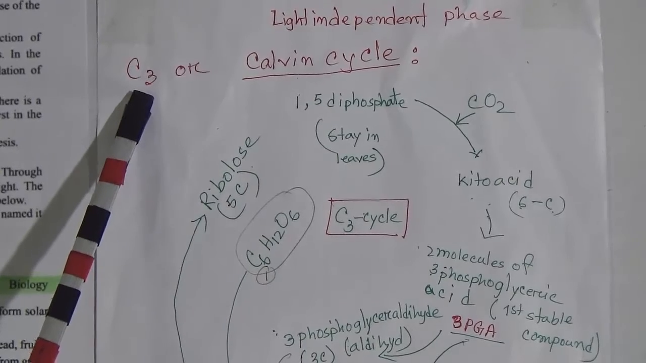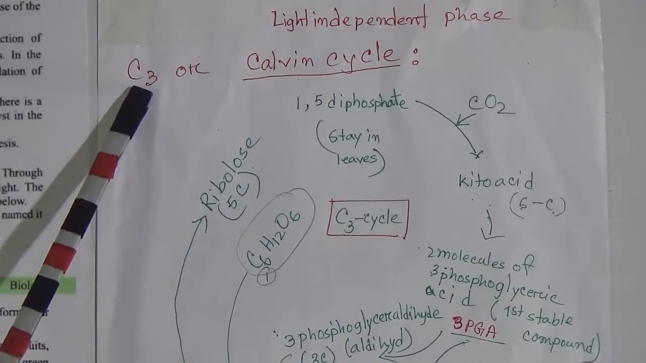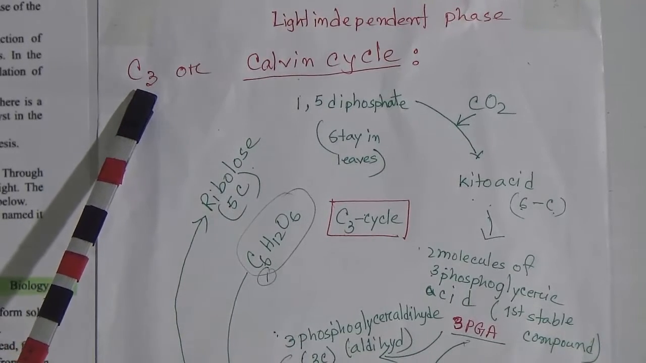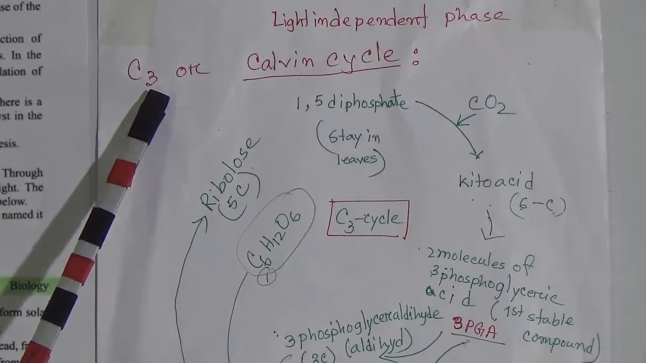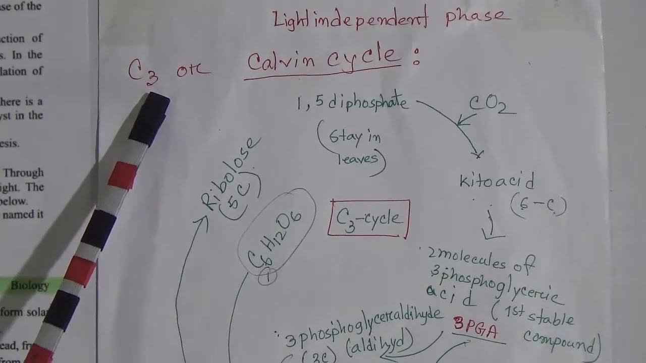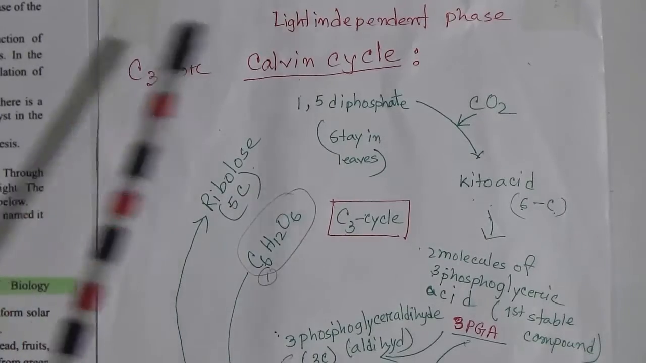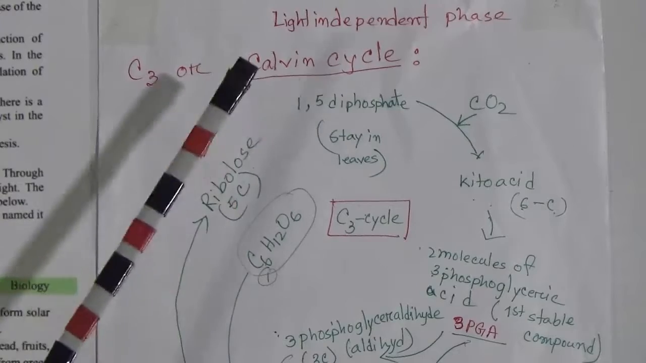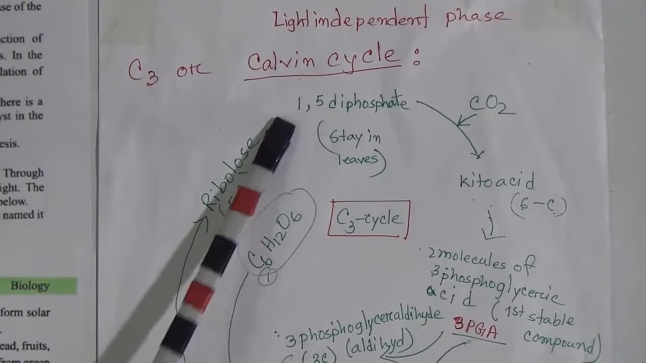Why is it known as the C3 cycle? Because in this cycle the first stable compound is 3-phosphoglyceric acid. This is the first stable product, and this 3-phosphoglyceric acid contains 3 carbon. That's why it is known as the C3 or Calvin cycle. Now come to this cycle. It is not given clearly in your book, so I show the cycle here.